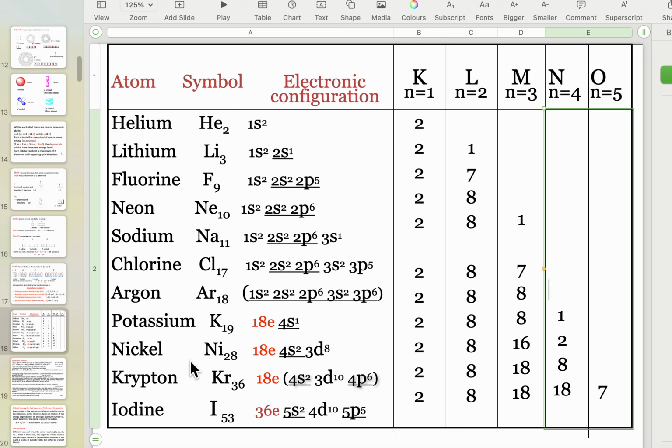Nickel is a transition metal with 28 electrons. 18 of them are 1s2, 2s2, 2p6, 3s2, 3p6, and then the rest. So we just made it short, so as not to repeat these electron configurations. You can replace this with the 18, and the next. So what's left? We have 28 in total, so we have 10 electrons left. We put 2 in 4s2 and 8 in 3d8.